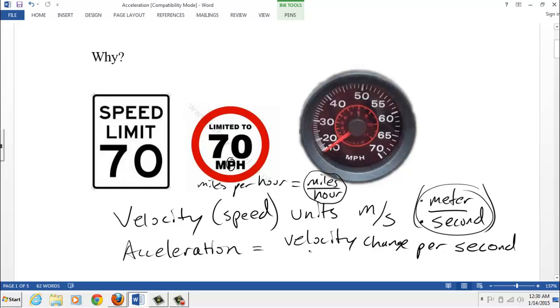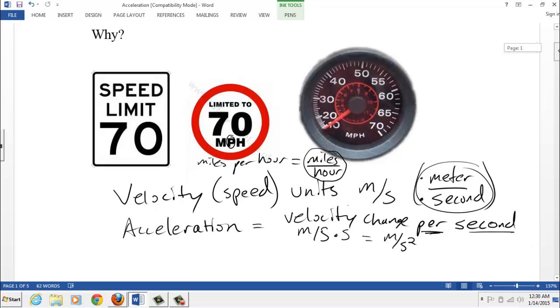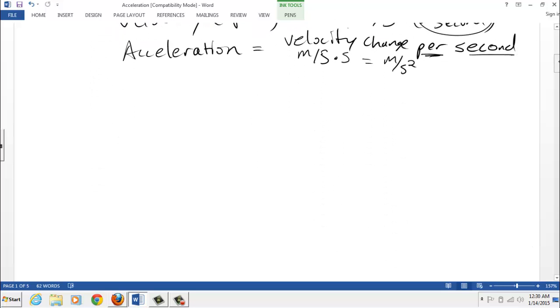You can take the units of velocity, which are meters per second, and per means divide, so we divide again by seconds. So there's a second down in the denominator. The units for acceleration then become meters per second for velocity, per second, or meters per second squared.